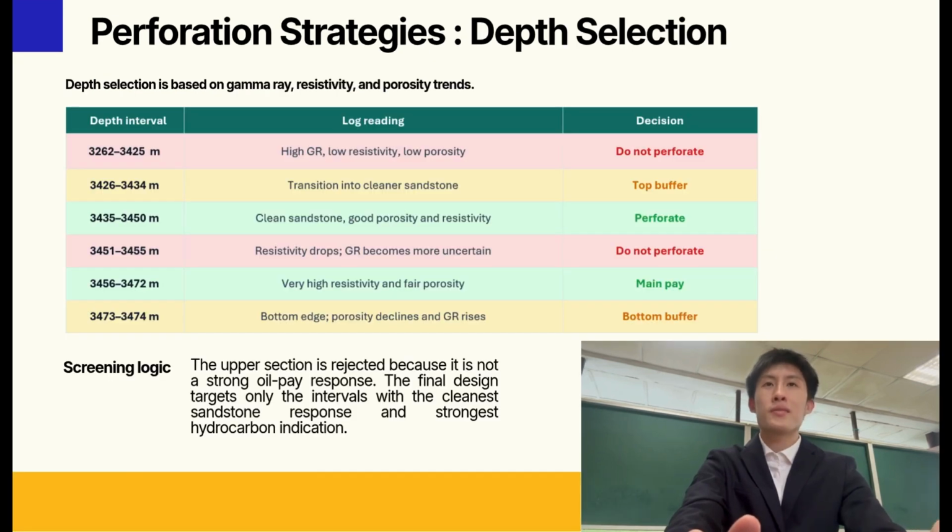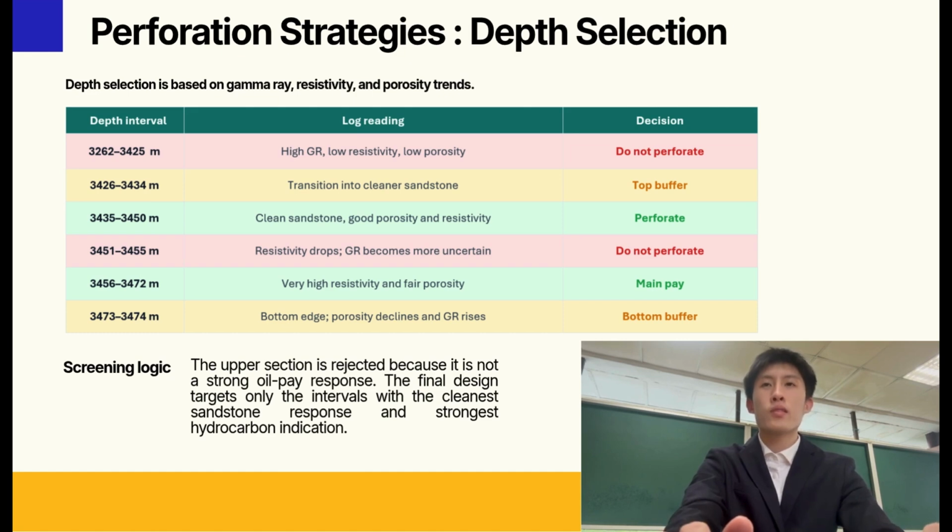So for our depth selection, we interpret it through the logging data. From what we have learned in our formation evaluation class, when the gamma ray value is low and the resistivity value is high, it means that it's an oil bearing zone, which means that we will perforate that zone. And when the gamma ray value is high and the resistivity is low, it may not be a potential hydrocarbon zone, so we will not perforate that zone.